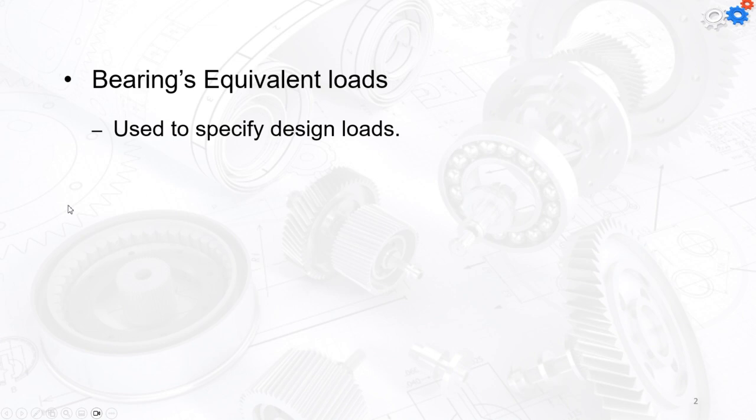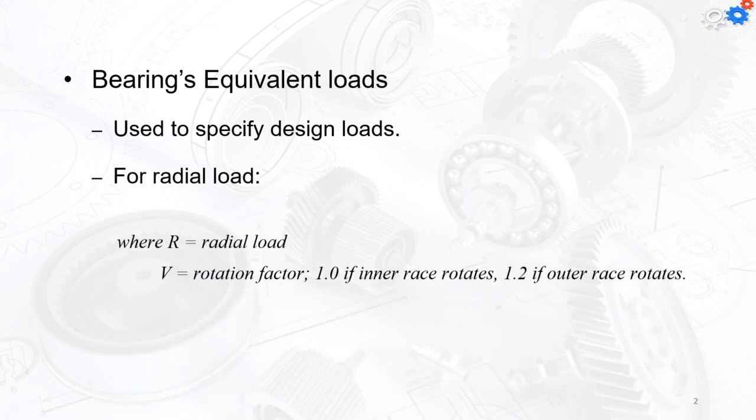Okay, so we're going to use the method which uses specify design load. First for the radial load, we're going to have P equal to V multiplied by R, where P is the equivalent load, R is the radial load, and V is the rotation factor, which is going to be 1 for the inner race and 1.2 for the outer race rotation, if the outer race is rotated. Usually the inner race is going to be the one that rotates.